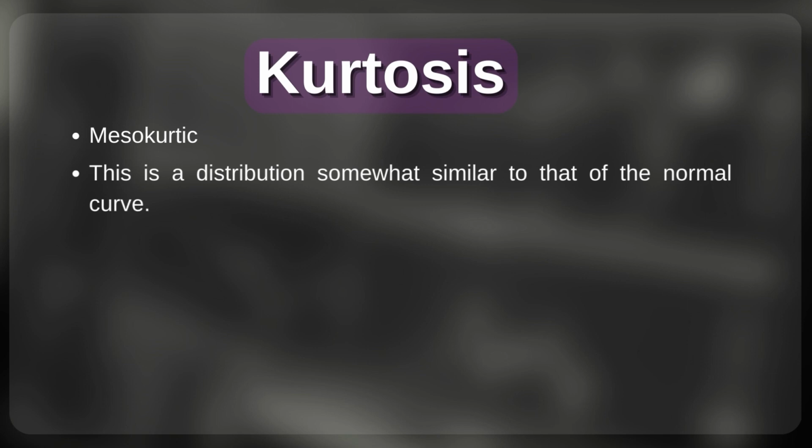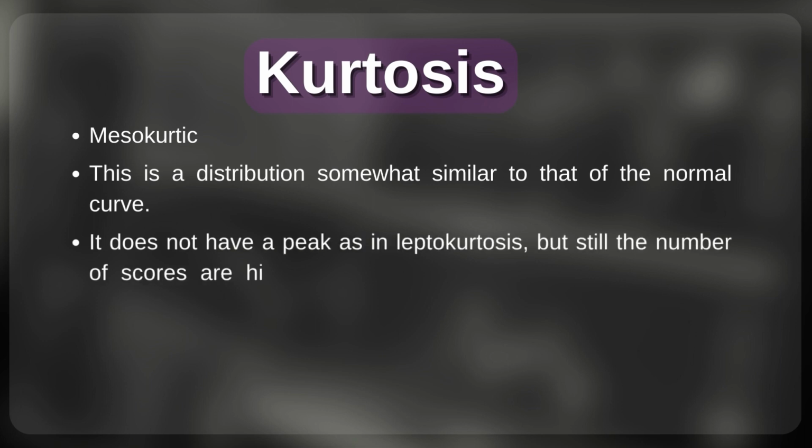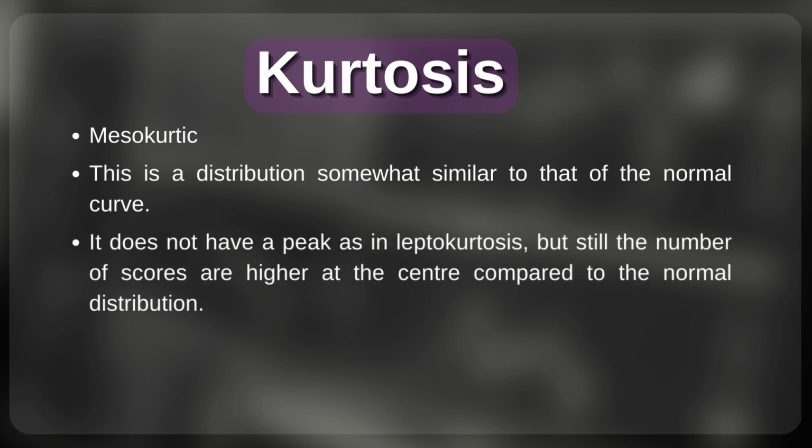Now let us see what exactly is mesokurtic. Mesokurtic is a distribution which is somewhat similar to that of the normal curve, but it does not have a peak as in leptokurtosis, though the number of scores is higher at the center as compared to normal distribution.